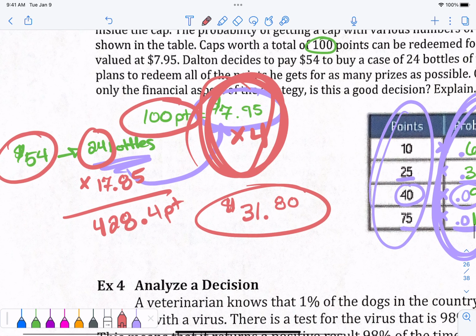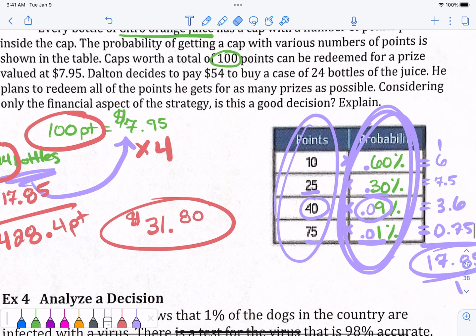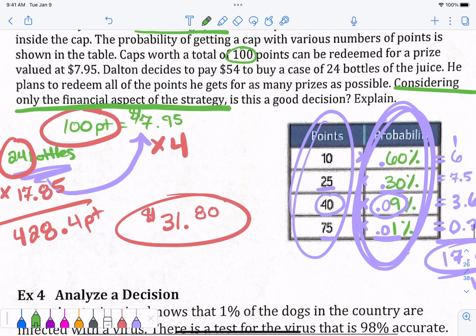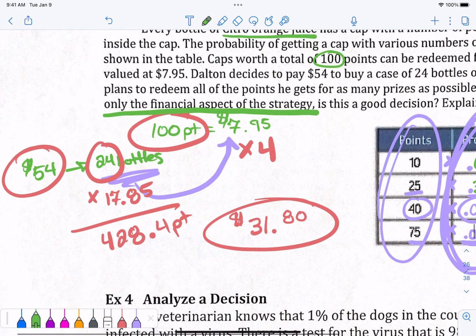I don't know if you guys picked up on this, but they say in the last line, considering only the financial aspect of the strategy, is this a good decision? Why do they say considering only the financial aspect? Well, you're getting the pop, and then you're getting money back. So you are getting the pop on top of this. Maybe you do think it's worth it if you like this pop. But if you don't like the pop and you're just doing it to try to make money off of it, are you going to make money?